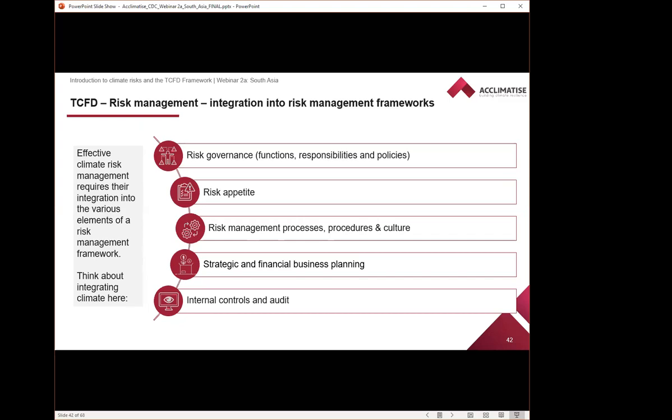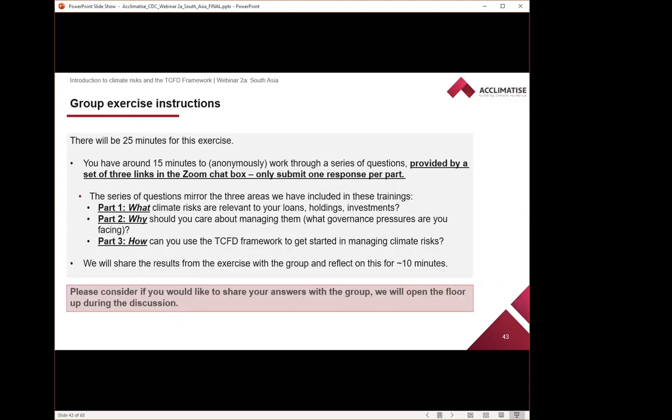All right, moving to the exercise. We will have probably about 20 minutes for this exercise. And if you just bear with us, we will switch screens in a minute and send you a link. Maya, are you going to be able to send the links in the chat box? Yep, so I've just posted the first one.